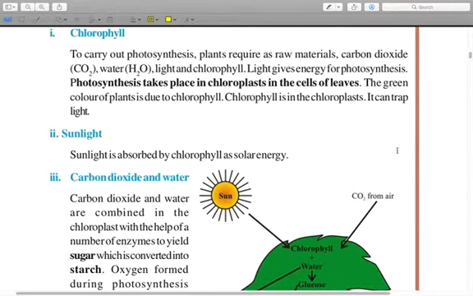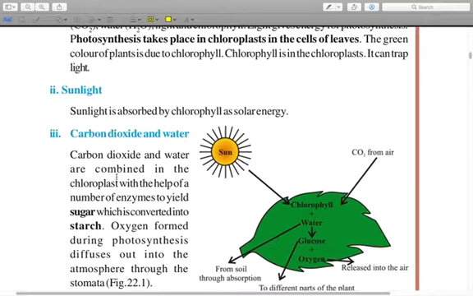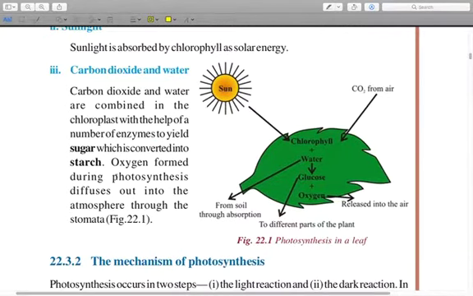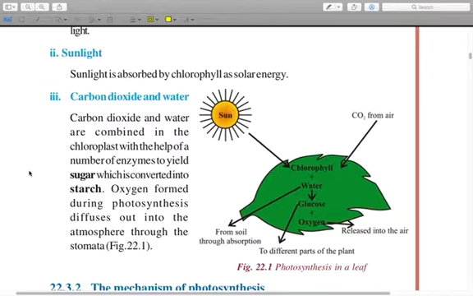The second raw material is sunlight. As I told, sunlight is absorbed by chlorophyll as solar energy. So chlorophyll has the capacity to absorb sunlight. Then the third and fourth raw materials are carbon dioxide and water. Carbon dioxide and water are combined in the chloroplast with the help of a number of enzymes to yield sugar. Where do they get carbon dioxide? From the atmosphere. Plants get CO2 from the atmosphere, and water they get from the soil through absorption.